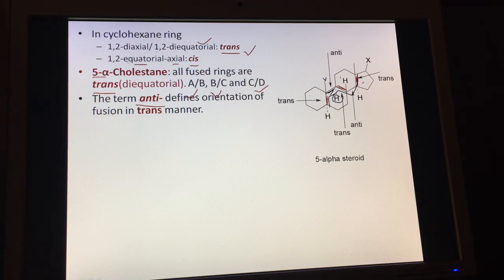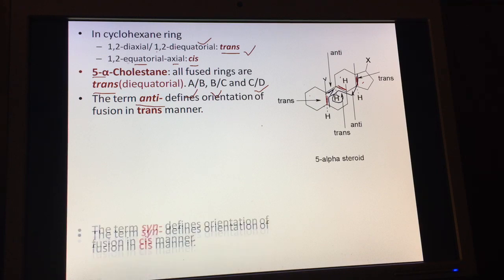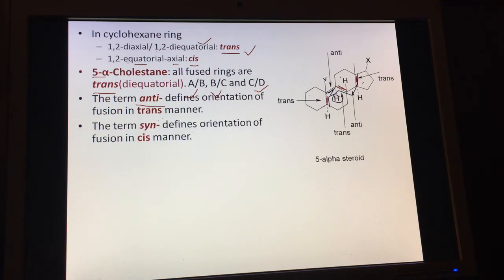Now you can see here it is trans, and here it is anti, because of the orientation of this hydrogen, it is below the plane, and this methyl, as we know, is above the plane, so they are trans. Likewise we can define other junctions also. So anti represents the orientation of the fusion in a trans manner, and syn represents the orientation of the fusion in the cis manner.